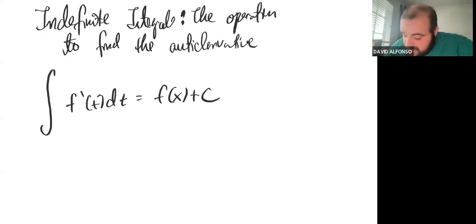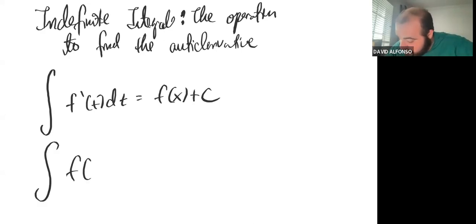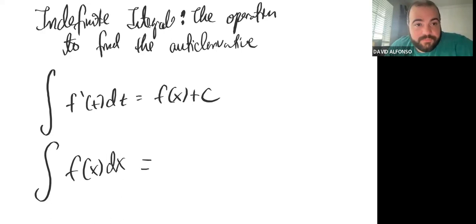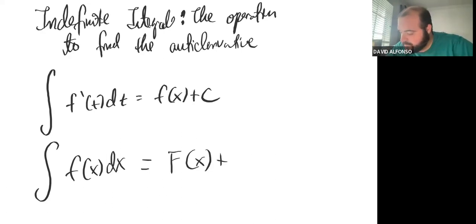And again, you might see it like this, where if they give you f of x, this is just a notation, but obviously the antiderivative of the derivative is the function. The way you can show that as an antiderivative is with the capital letter. So it's the same thing. It's just another notation that they use to show the antiderivative.